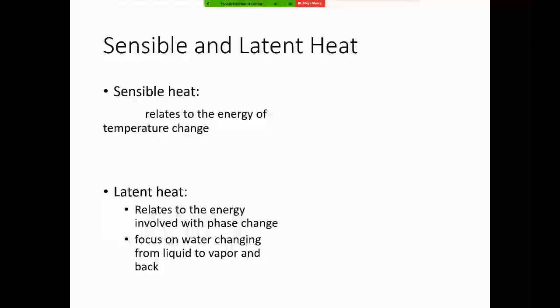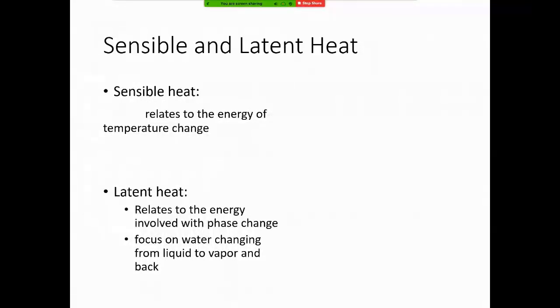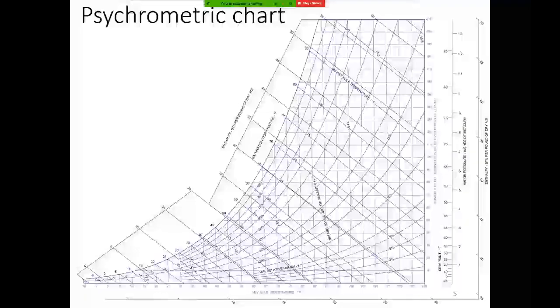We're dealing with sensible heat, which relates to temperature. Remember, temperature is how we quantify kinetic energy. So sensible heat is the temperature of the air without taking moisture into consideration. And latent heat relates to the energy involved with phase change, so the amount of energy that's in the moisture in the air. And here's the psychrometric chart.